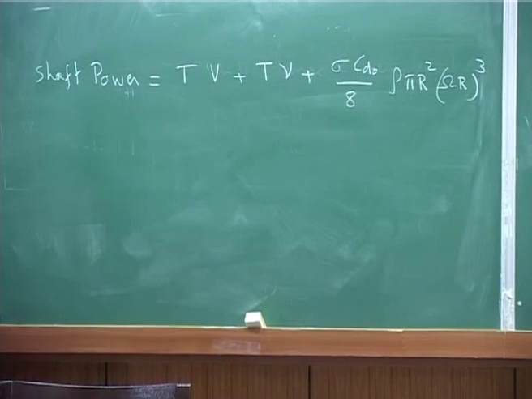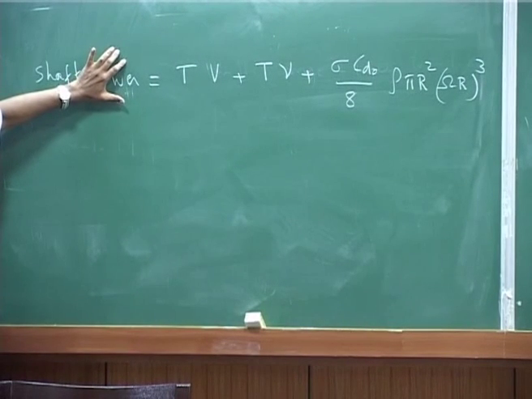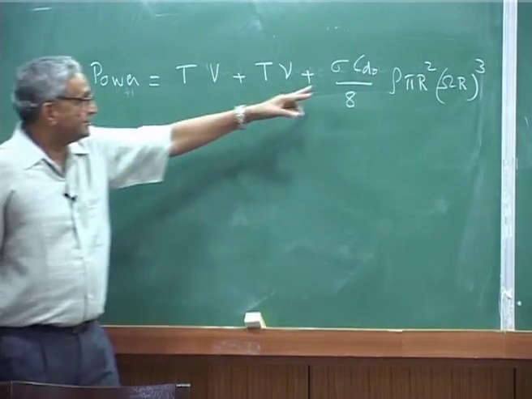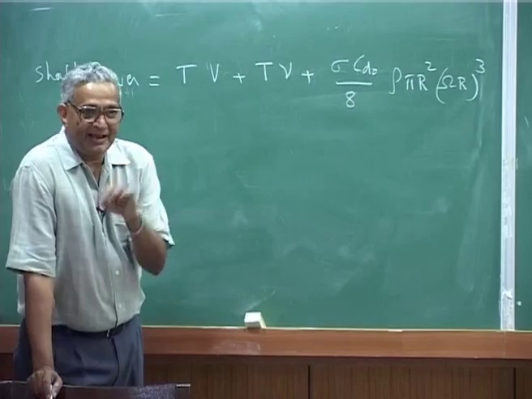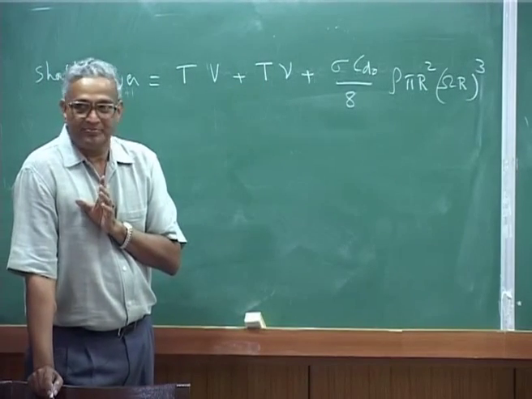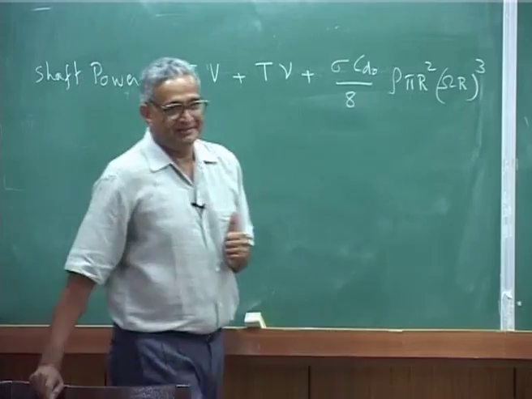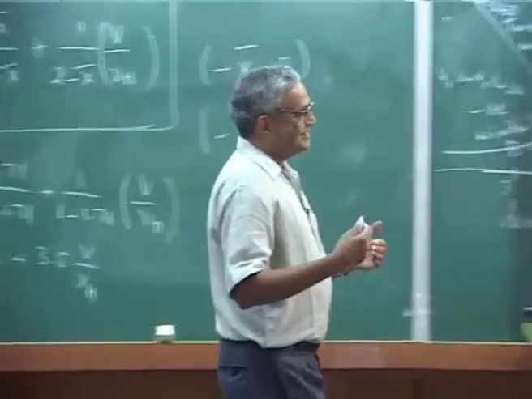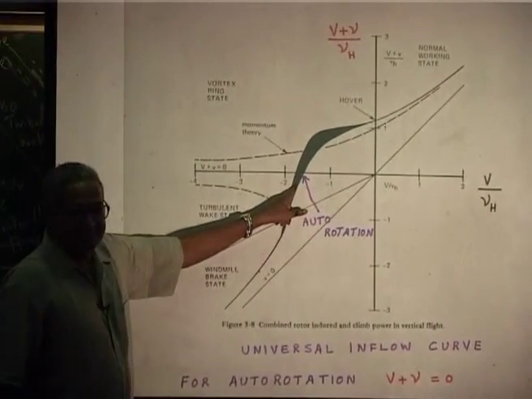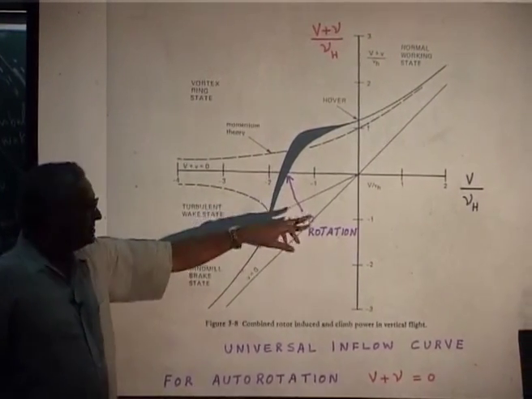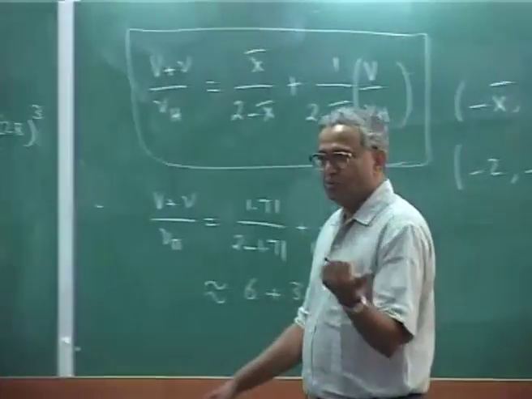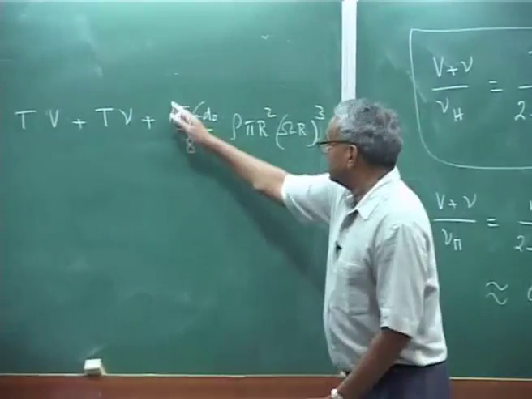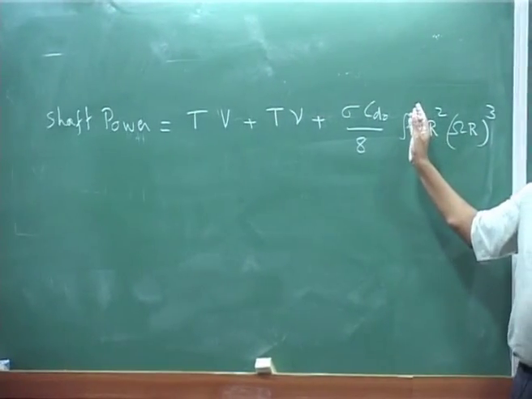Actually, true autorotation means this power must be 0, okay, true autorotation, because you have this. That is why the velocity with which it descends will not be at the point where V plus nu is 0, it will be at a slightly increased descent velocity. It will not come at 1.71 where it meets V by nu h, it will be slightly more, because you need to cancel this term also, you follow.